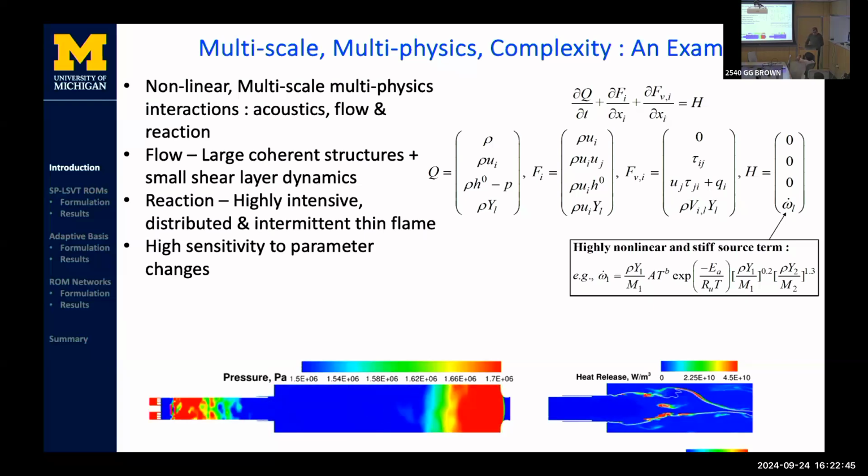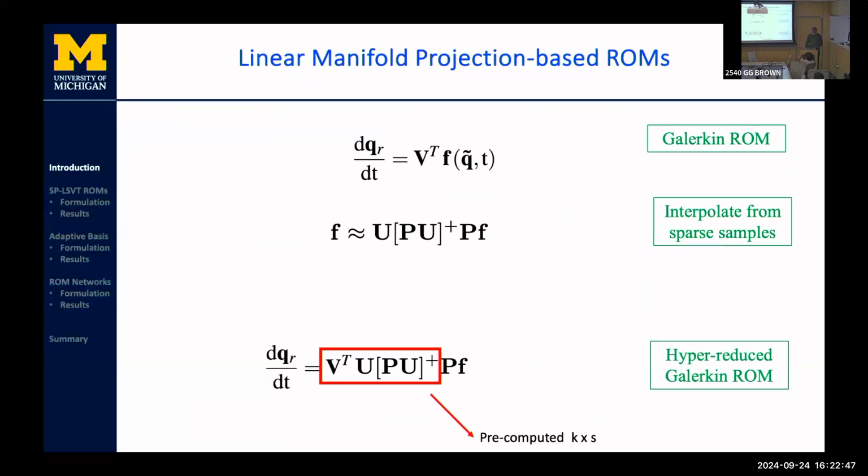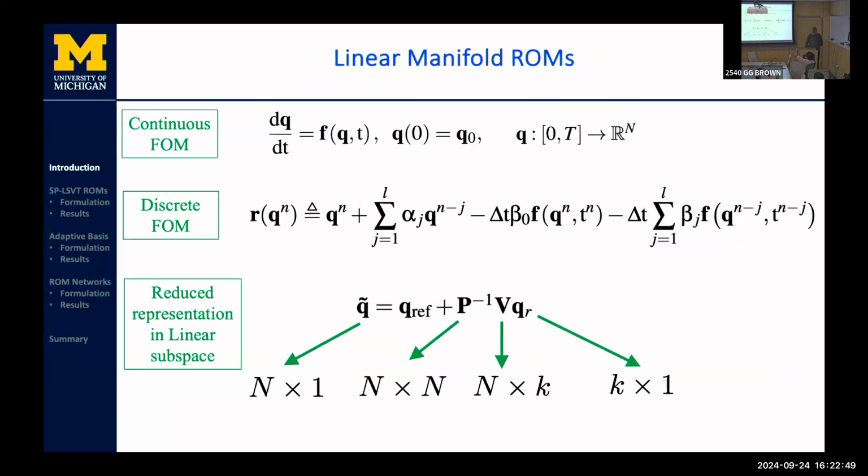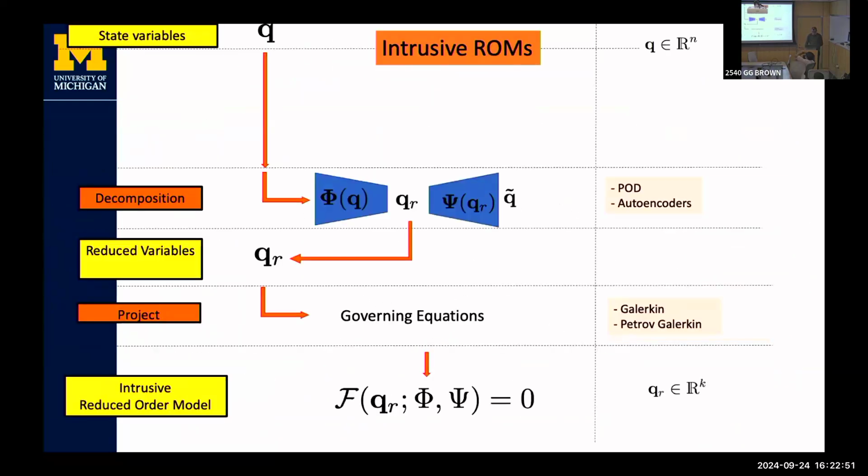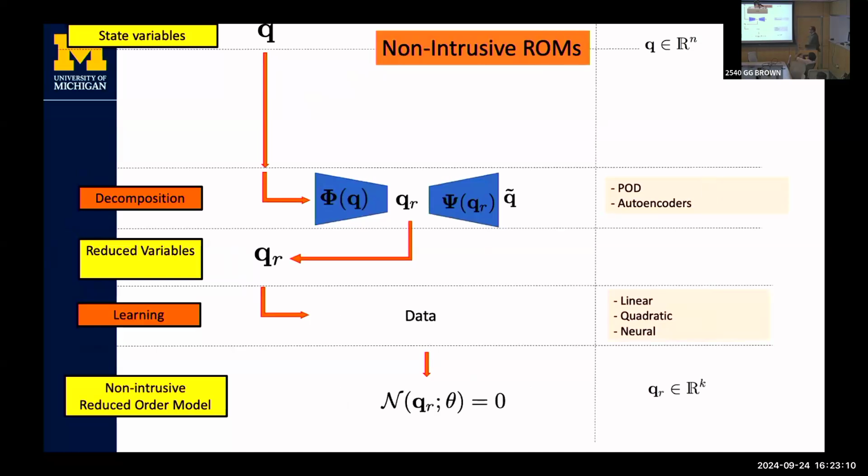Karthik, can I ask you a question? Yeah. Can you go back to the encoder decoder slide? This one? Yeah, this one. So if I had an autoencoder that gets me QR, and then I evolve that QR in time as a neural ODE.